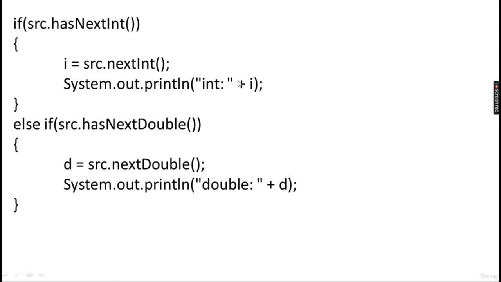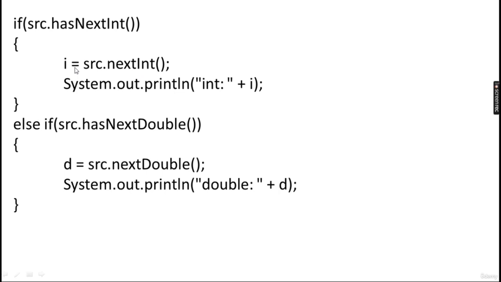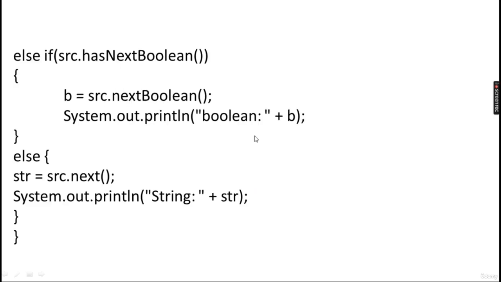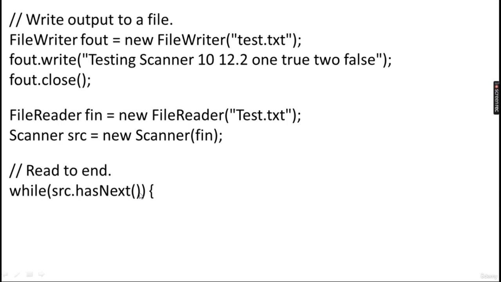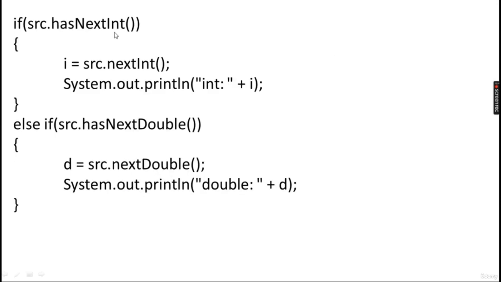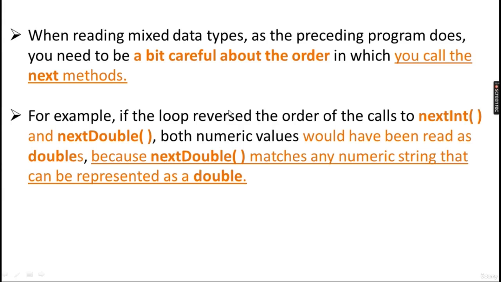So first of all, four types of ifs are created. While data is available, it is displayed one by one. If it is convertible to int, it is displayed as int. If it is convertible to double, it is displayed as double. Boolean is displayed, or else it is a string and is displayed. String testing scanner 10 double 1 true 2 false. Unless and until data is available, it will iterate and cast to a particular type. If it is int, it will display it as int; if double, as double, or string or boolean. So there is mixed data.